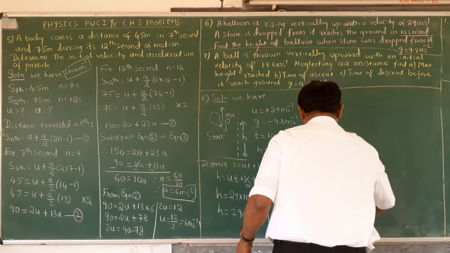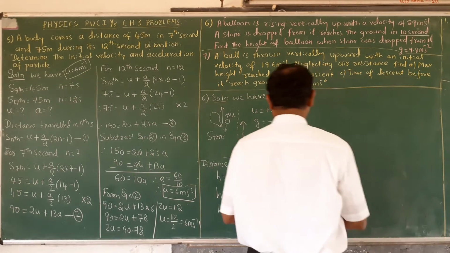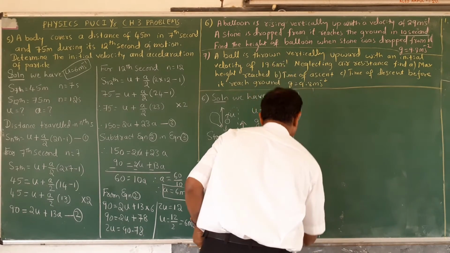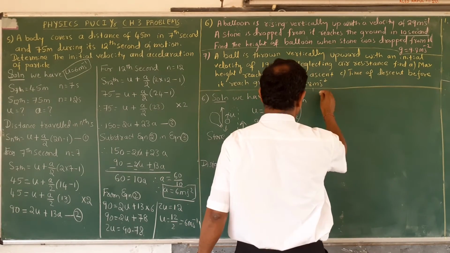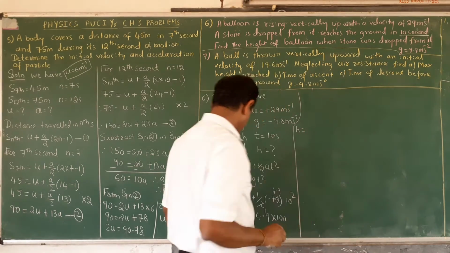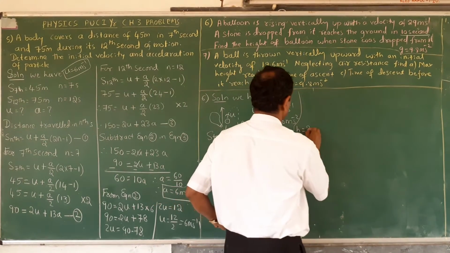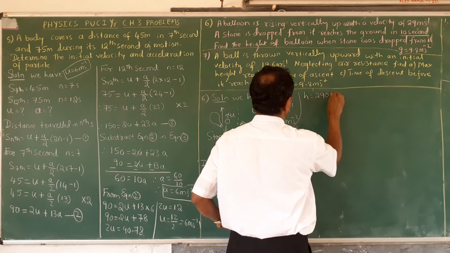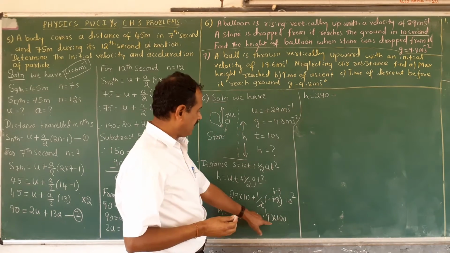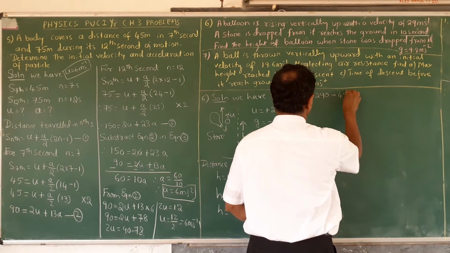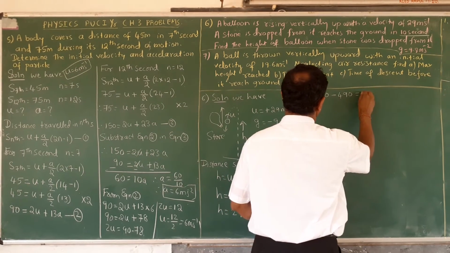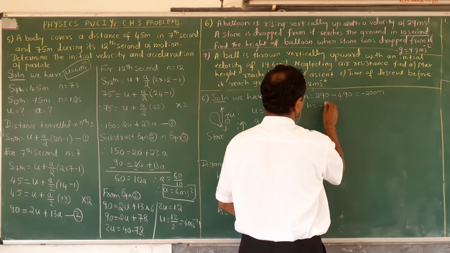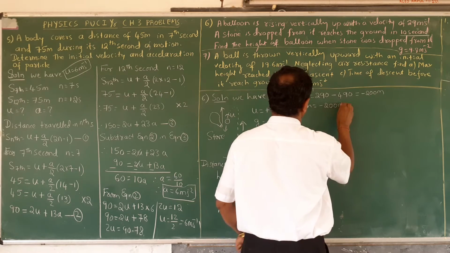To solve here. Here h is equal to, how much did you get here? h is equal to 290 minus 4.9 into 100. I think it is 490. What is your answer? Minus 200 meter. Yes, h is equal to minus 200 meter.